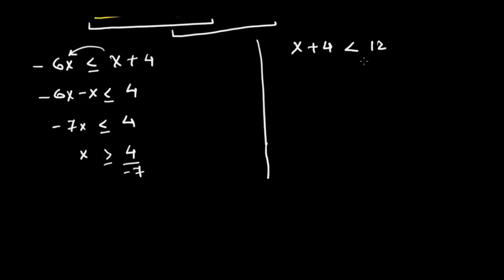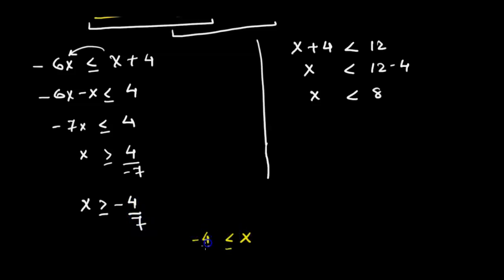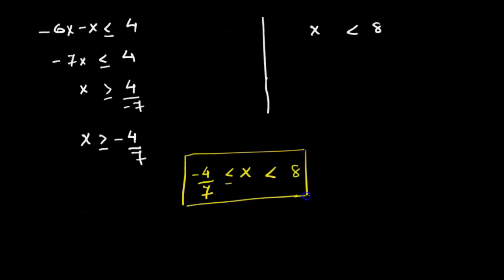Let's solve the second inequality. Here x is less than 12 minus 4, so x is less than 8. We can rewrite the first solution as x is greater than or equal to negative 4 over 7. Therefore, the final solution is x is greater than or equal to negative 4 over 7 and less than 8. This is how we write the final solution for a double inequality. So these were all the examples of solving linear inequalities, be it single or double inequality.